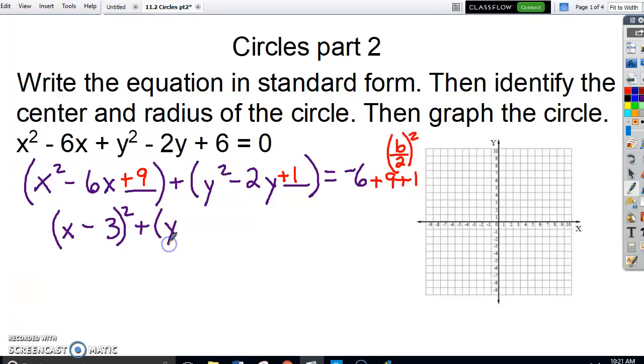y. What multiplies to be 1 and adds to be 2? That's 1 and 1. And then what gives me a negative 2 is they're both negative. Equals negative 6 plus 9 is going to give me 3, and 3 plus 1 is 4. So then my center, remember we changed the signs, is going to be positive 3, positive 1, and my radius is going to be 2.